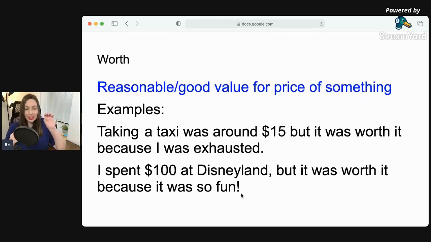So I spent $100 at Disneyland, but in my mind, that is a good price because it was a lot of fun. So maybe I think having fun is more valuable than $100. So it was worth it. It was reasonable, a good value for the money that I spent.